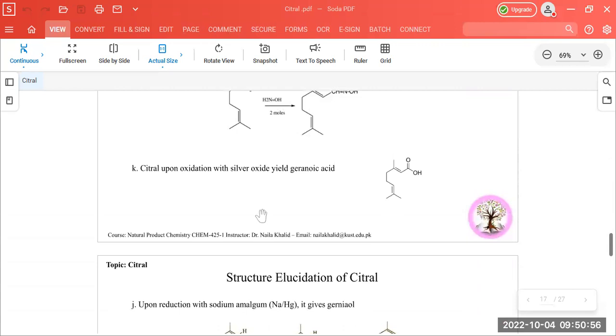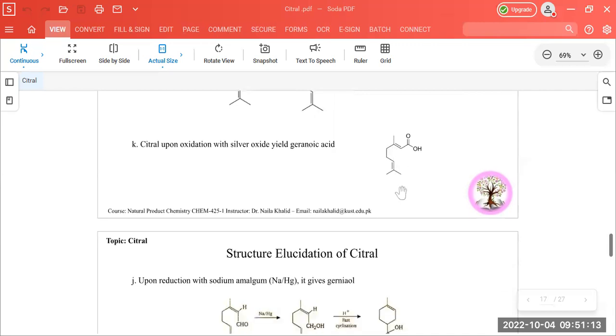Upon oxidation with silver oxide, it yields an acid, that is geranoic acid. It shows that there is an aldehyde which is oxidized to carboxylic acid. So it further confirmed the presence of aldehyde, and it also confirmed the presence of a double bond in conjugation with the aldehyde.